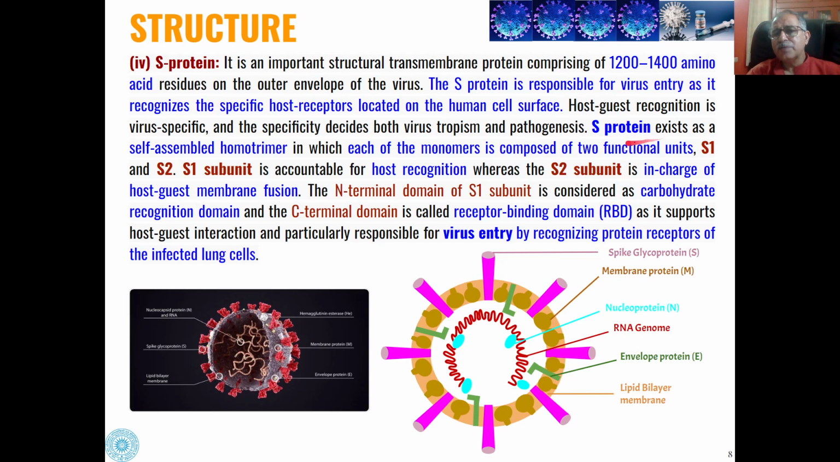And this S protein exists as a self-assembled homotrimer. Each monomer is composed of two functional units. So this S protein has two subunits, S1 and S2. The S1 subunit is accountable for host recognition, whereas the S2 subunit is in charge of host-guest membrane fusion. So the S2 subunit will be used in making a fusion of the virus with the host cell.